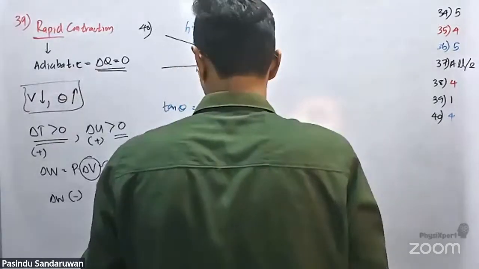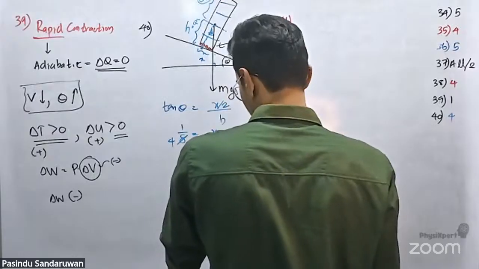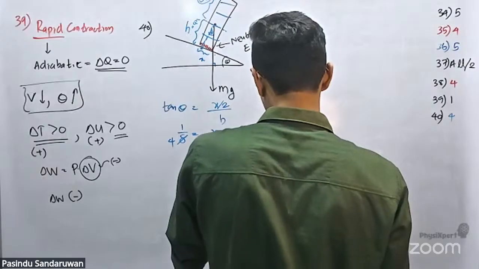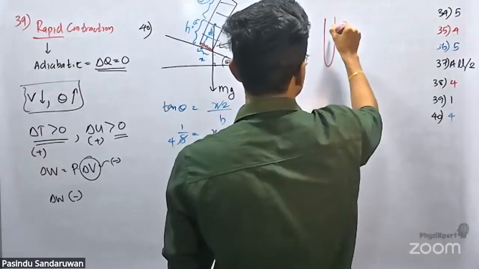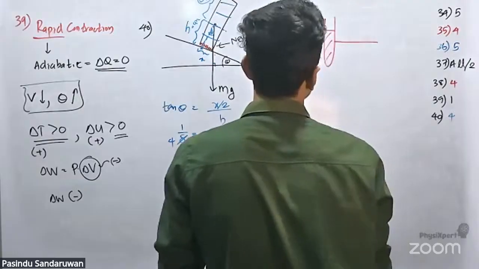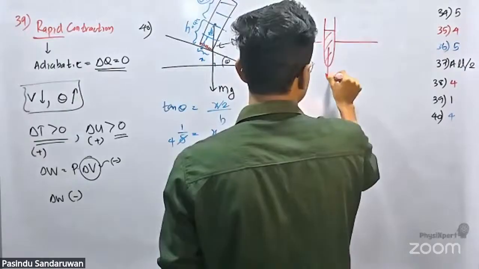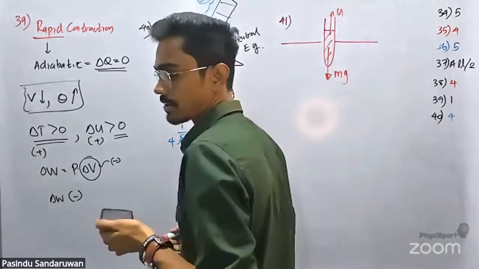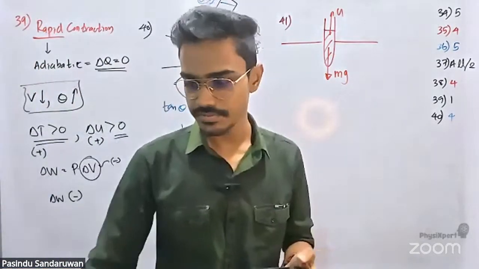41. The hydrometer floats in a liquid of density 750, as 1/5 of the total volume is above the liquid. You know the hydrometer, no? When a hydrometer floats in a liquid, it follows the law of flotation. Mg and U: when a hydrometer floats, U equals Mg.